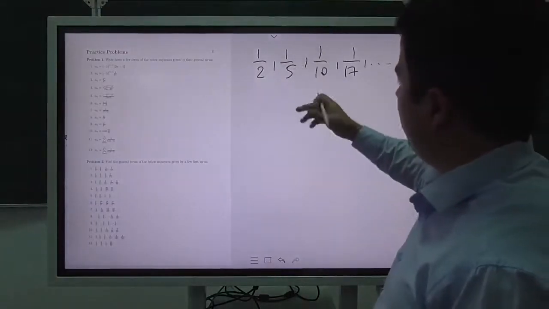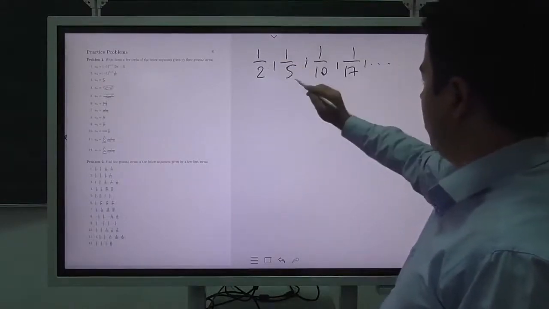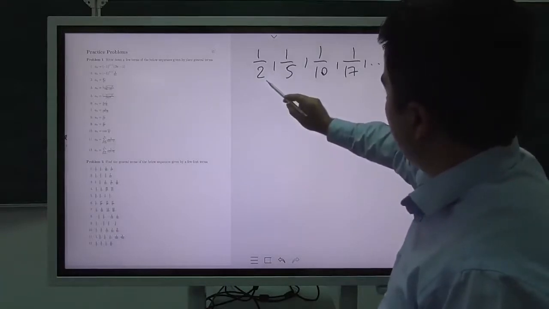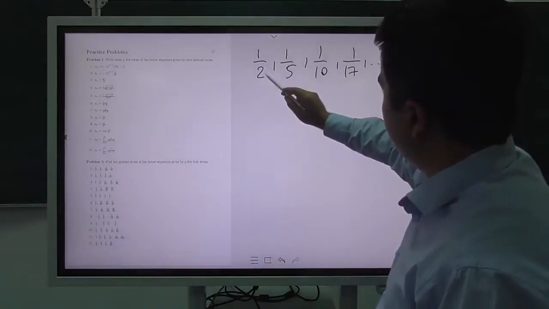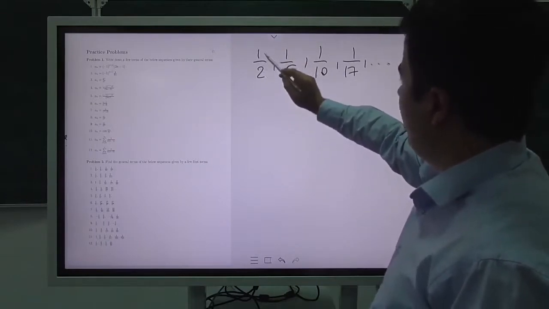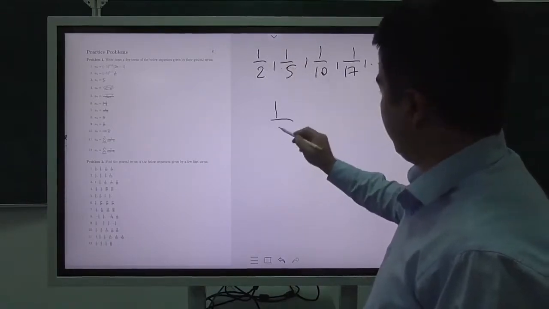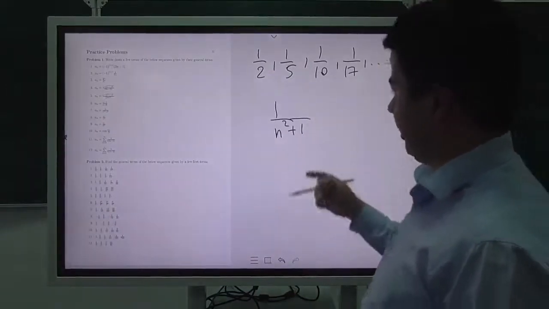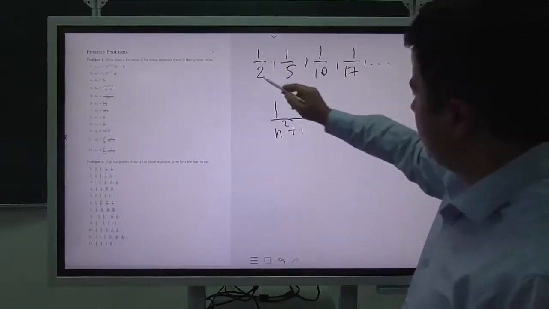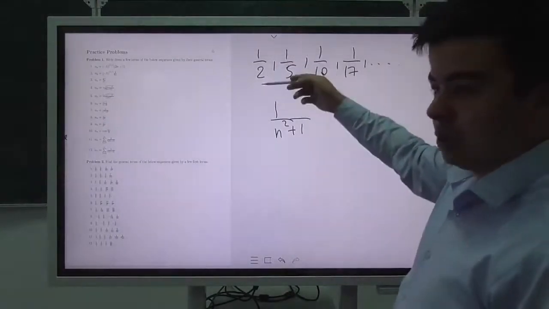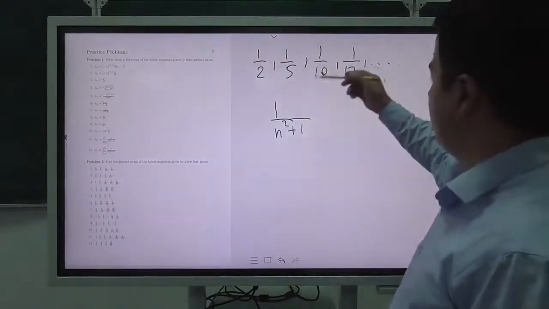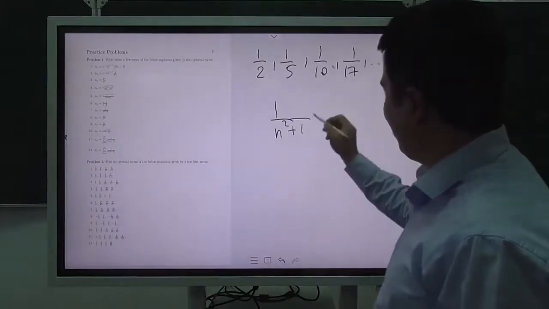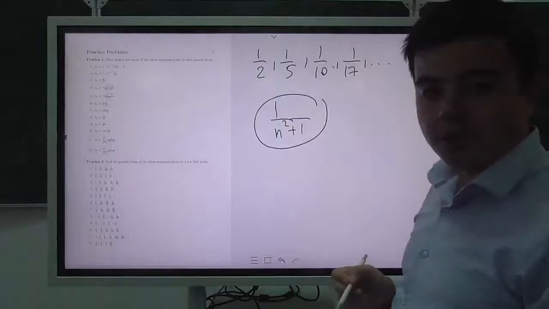So here, what kind of general term can we get? Let's consider 1 over 2, 1 over 5, 10, 17. If we write it generally, it is n squared plus 1. Is it correct or not? Let's check it. Why n squared plus 1? Because it is 1 squared plus 1, 2 squared plus 1, 3 squared plus 1, 4 squared plus 1, etc. So we have 1 over n squared plus 1.